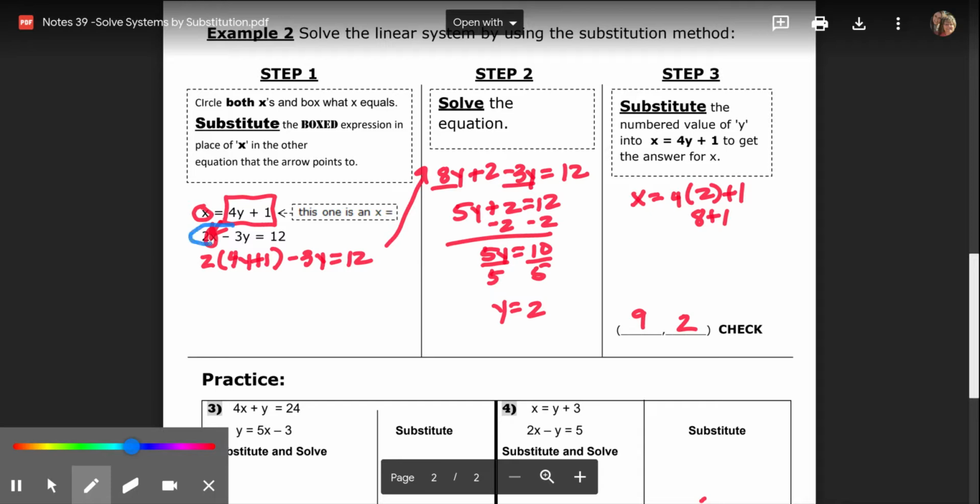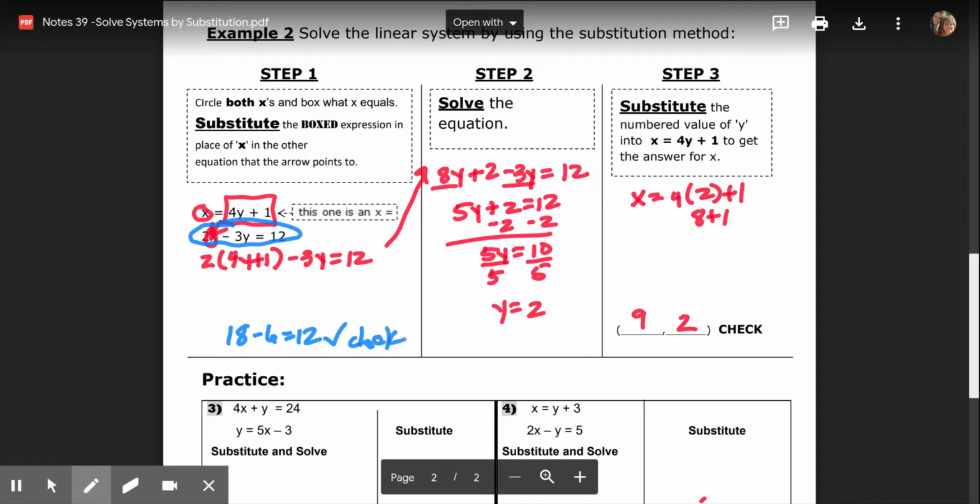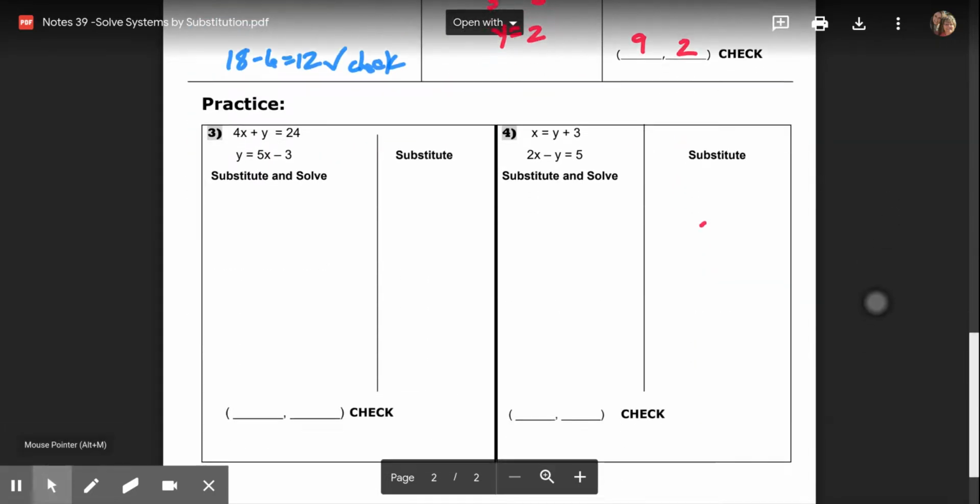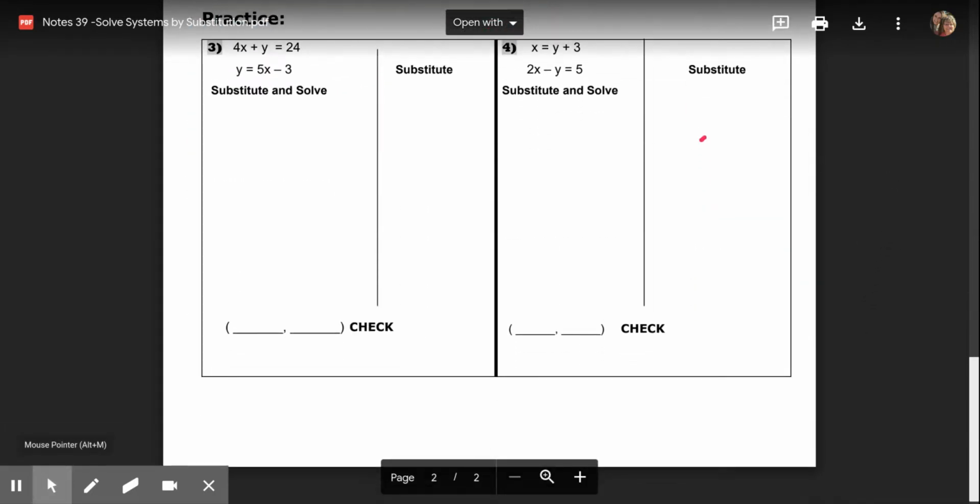So we could use this equation right here. So 2 times 9 is 18 minus 6. Does that give us 12? 18 minus 6. So this does check out. So we know for sure that the ordered pair 9, 2 is a solution to both of those equations. All right, so now we're going to practice on 3 and 4. So we're going to do everything without any hints.